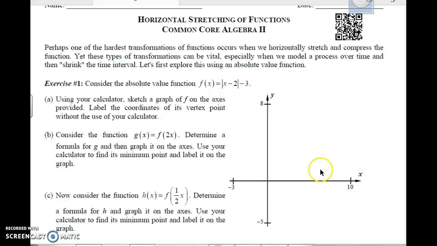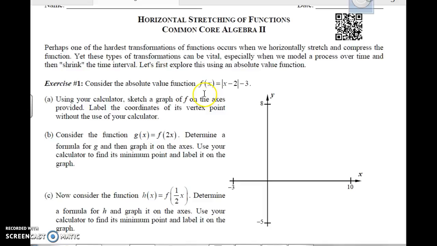This is Algebra 2, Unit 7, Lesson 4, on horizontal stretching of functions. The horizontal stretch and compression is probably one of the hardest ones, but it's very important, especially when you're modeling a process over time and shrink the time interval. So let's explore this, starting out with an absolute value function.